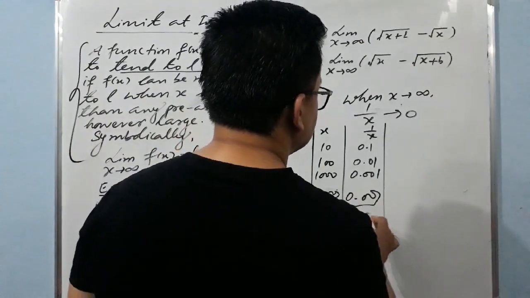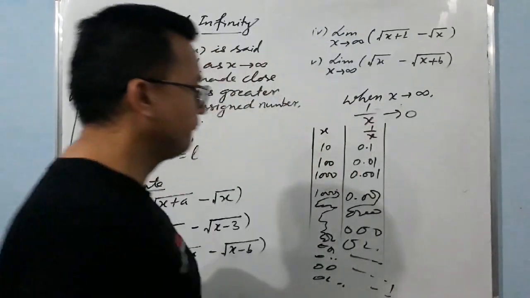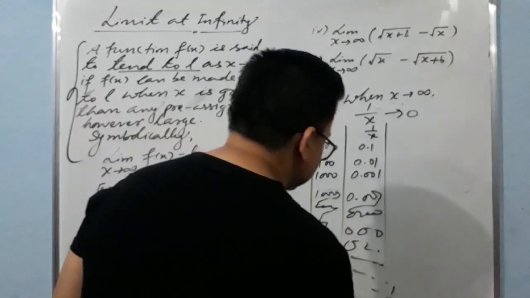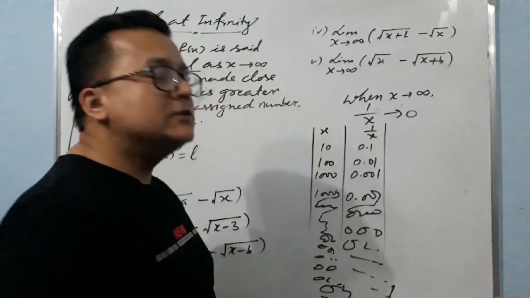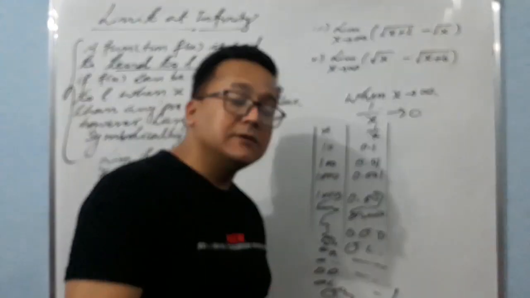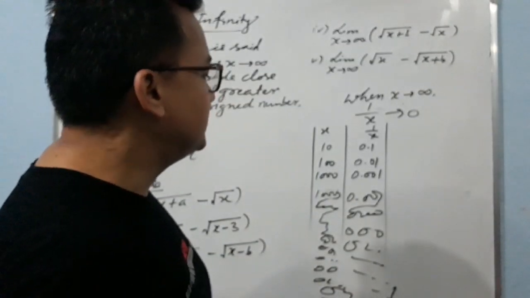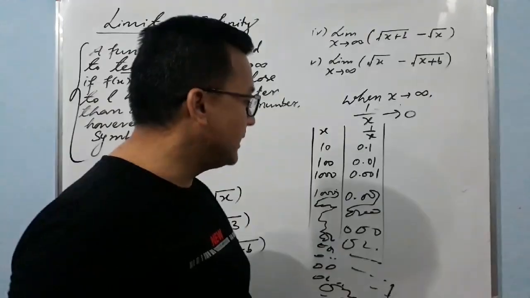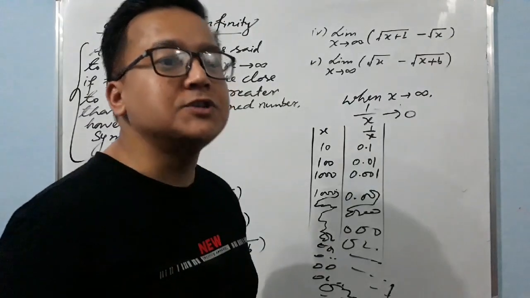If you take x with many zeros, then you will get 0.0000000 and at last your last digit will be 1. This is not exactly 0 but approaches 0, and is almost near to 0.